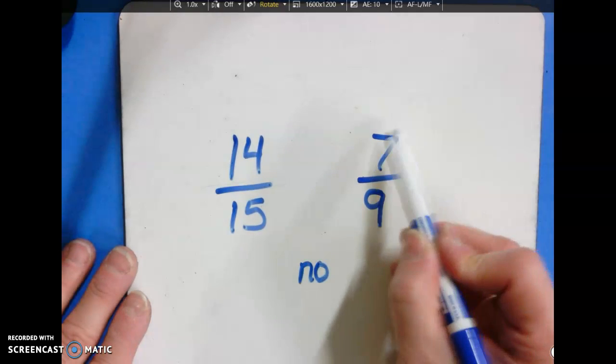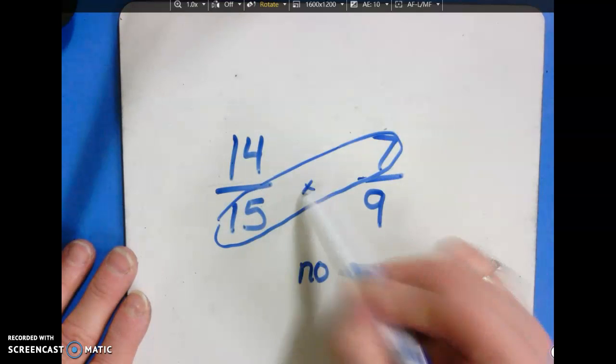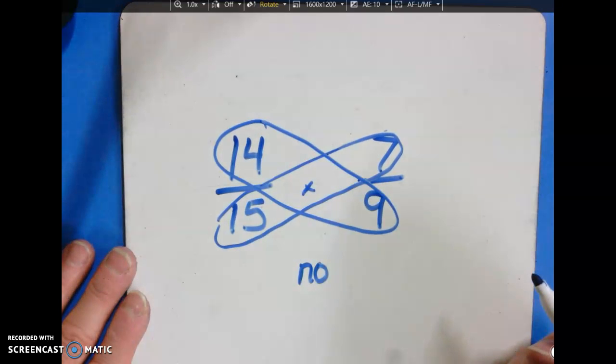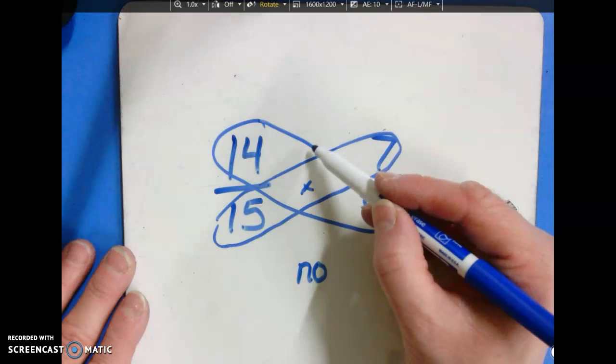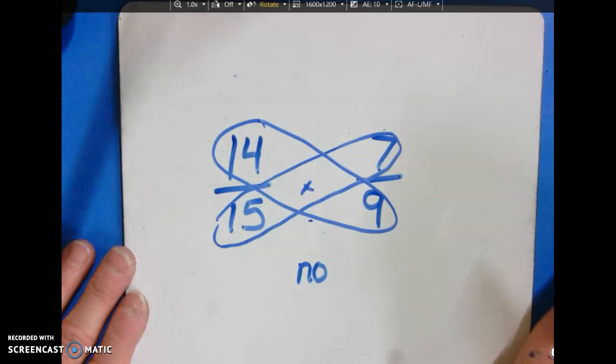Now you could cross multiply, but then you would have to do 15 times 7 and 14 times 9. And those are not easy to do problems. So I would think on this one, I'm just going to think, do I have that fancy one that I'm going between? The answer is no, they are not equivalent.